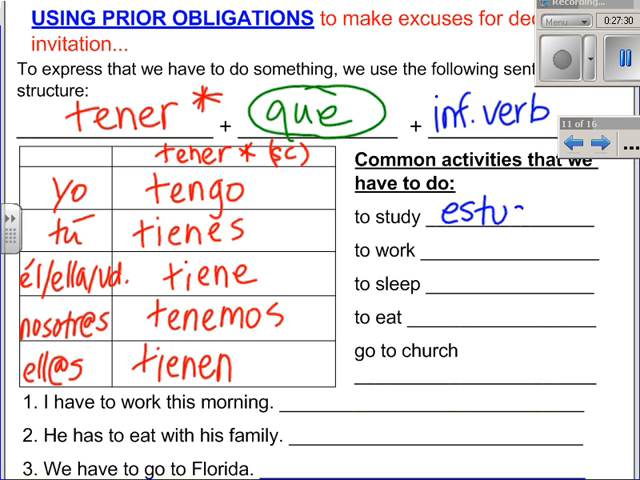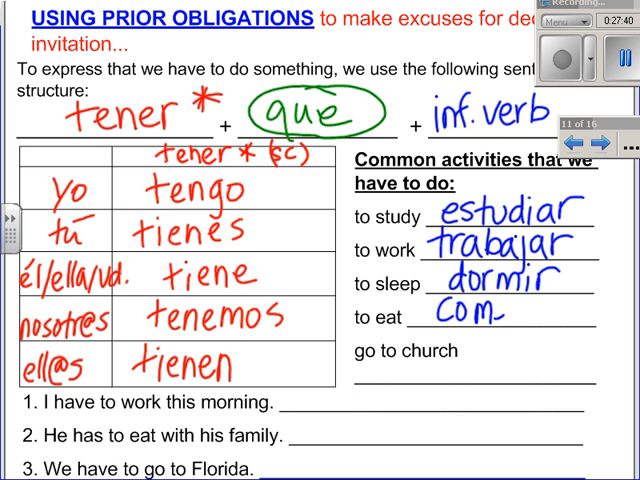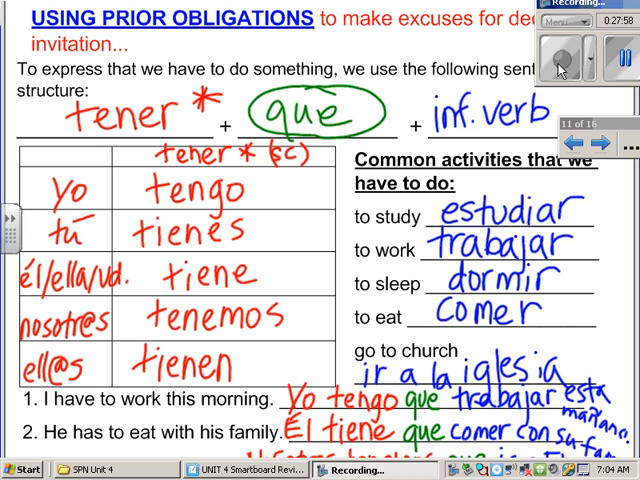To study, estudiar. To work, trabajar. To sleep, dormir. To eat, comer. To go to church, ir a la iglesia. Okay, we've got 3 different examples here that you're going to practice. I have to work this morning, he has to eat with his family, and we have to go to Florida. Press pause and try it out.